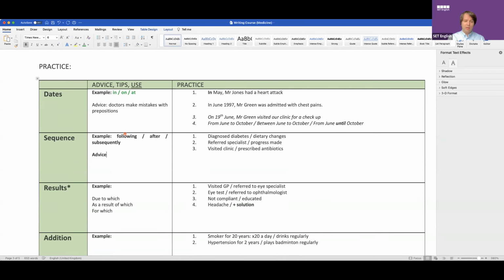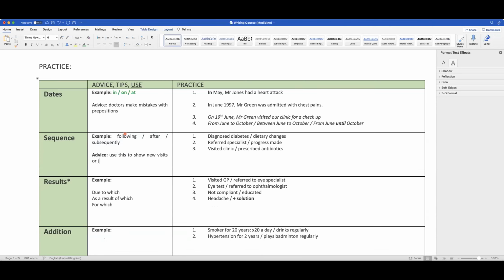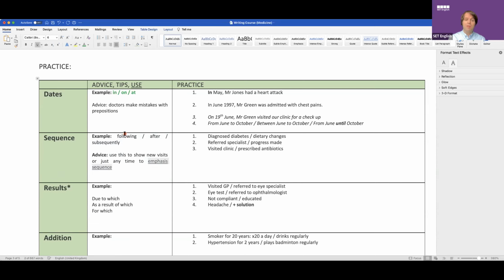I'm going to give you some advice. Why do we use this? Silly question, I suppose. To tell the reader what happened in the right order. So when's a good time to use it? When we have many visits, a lot of visits. Yeah, to show new visits. Chronological. Or just any time to emphasize sequence, right? Anytime you want to do it.